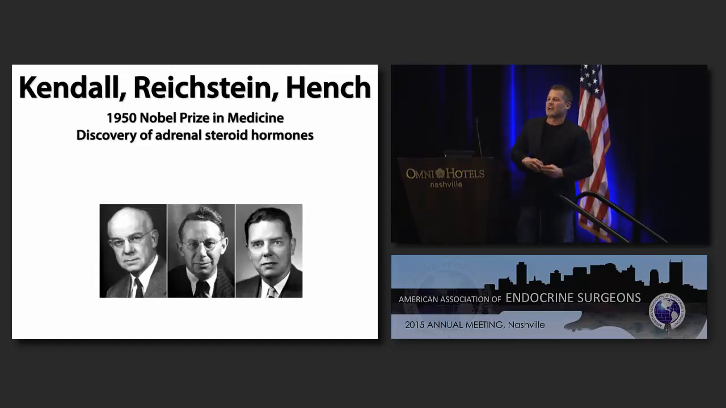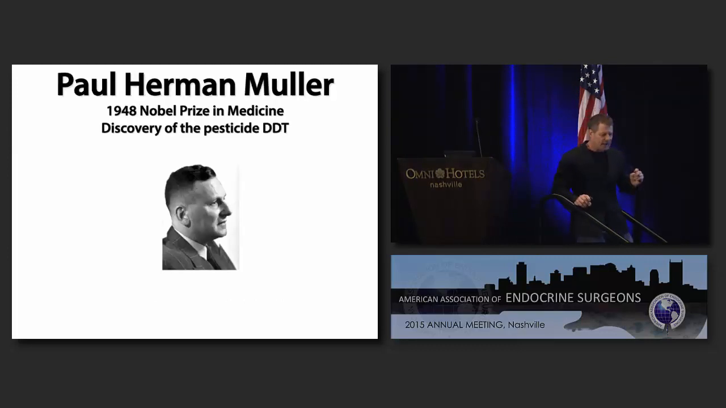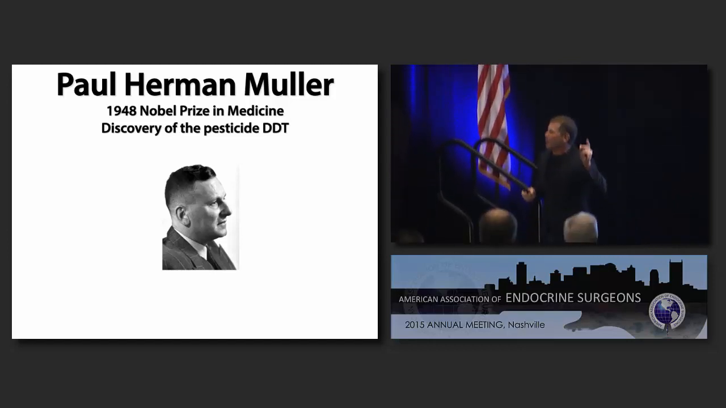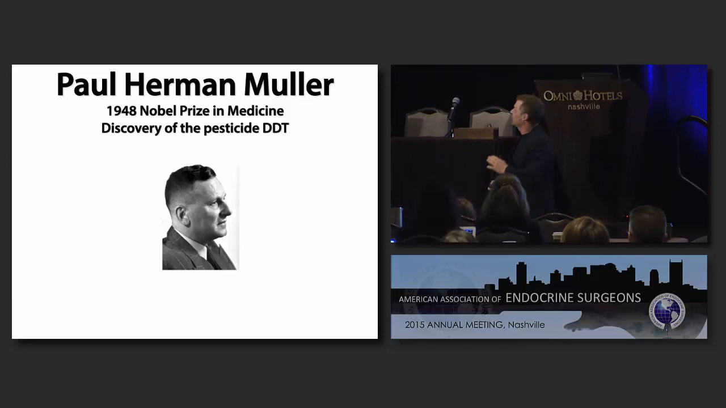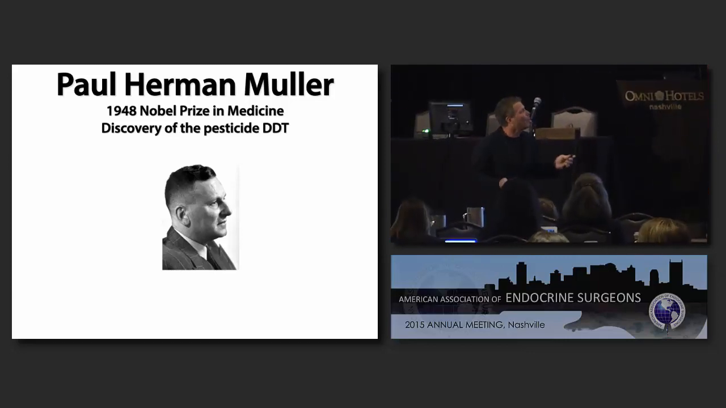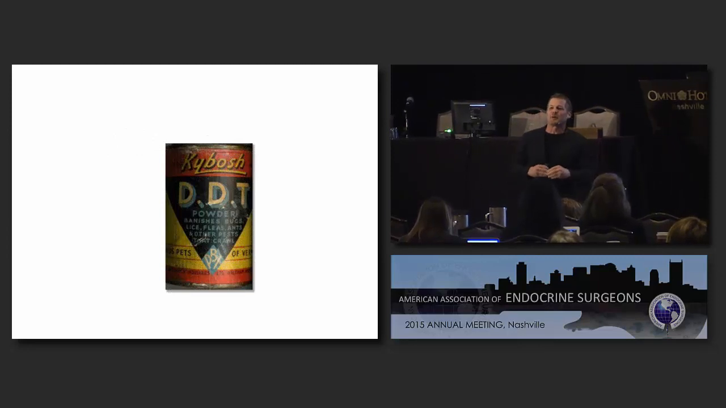You're all familiar with this. 1950, the Nobel Prize given for the discovery of adrenal hormones. What you may not be aware of is that in 1948, 2 years before that, the Nobel Prize was given for the discovery of the pesticide DDT to this guy, Paul Muller. And why is that important? It's important because DDT was sprayed on everything.